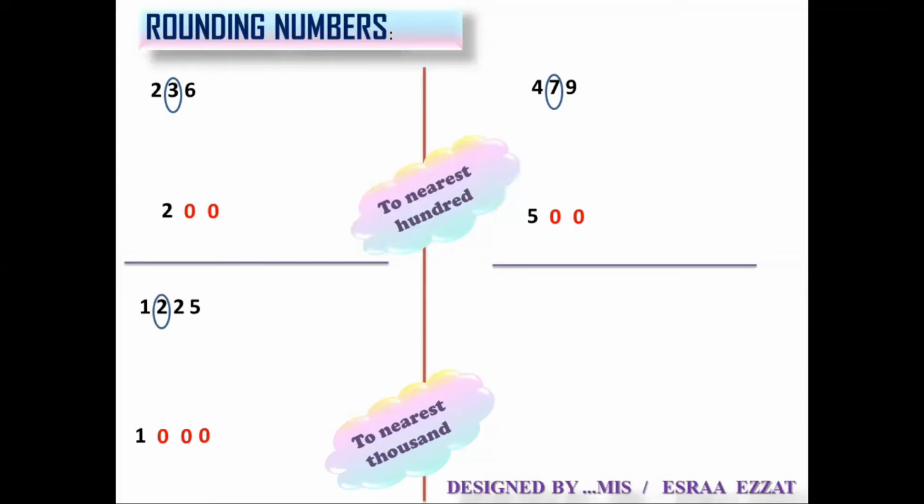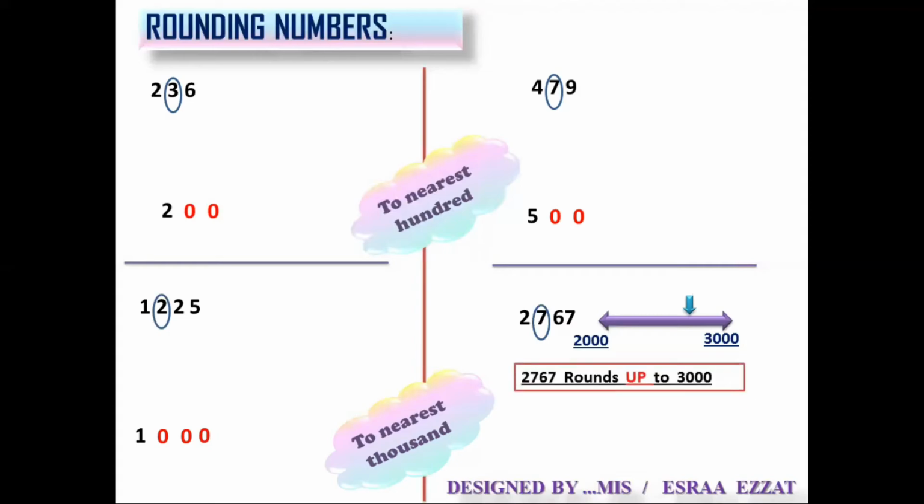Let's take another one. Here I want to round 2,767 to the nearest thousand. We know that 2,767 lies between 2,000 and 3,000 on the number line, as you can see right here. And then we will look at the hundreds digit, which is the digit before 1,000 here, which is 7 here. We find that 7 is more than 5. So 2,767 is rounded up to 3,000.